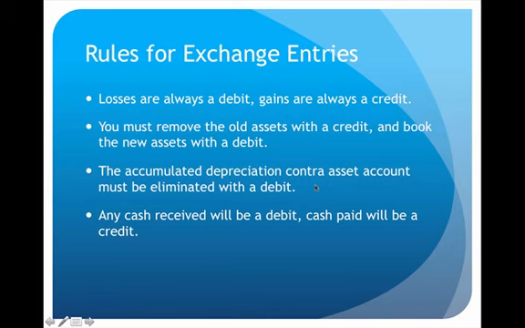And then finally, any cash involved. If I receive any cash, that'll be a debit. If I pay any cash, that's a credit. So those are the rules. Losses are a debit, gains are a credit. We got to get rid of the old asset and record the new one. We got to get rid of the accumulated depreciation, and any cash received is a debit, any cash paid is a credit. So those are the patterns and rules that you always see in these types of entries.